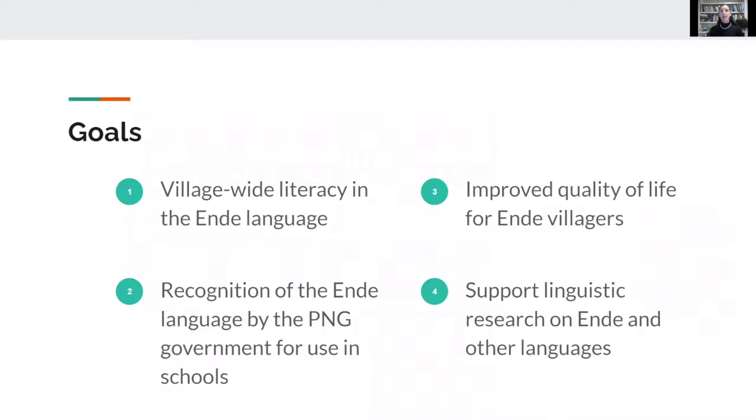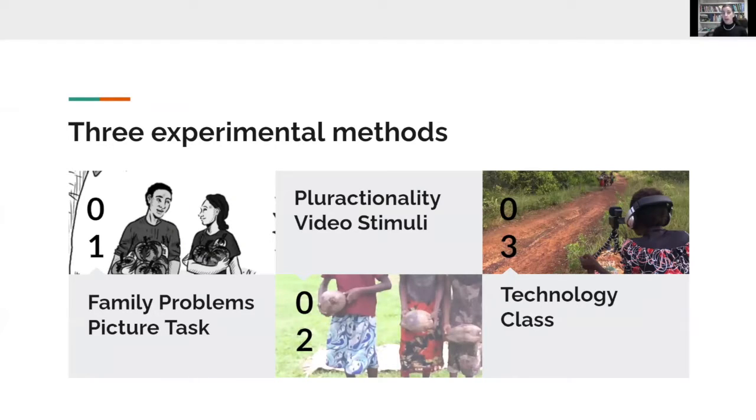With regards to the second two goals, the Ende Language Committee has committed to assisting in linguistic research in exchange for community-wide compensation from visiting linguists that would improve the quality of life for Ende villagers. And the methods that I'm discussing today are largely in support of these latter goals. So the three methods that I want to talk about include the family problems picture task, the pluractionality video stimuli, and the technology class.